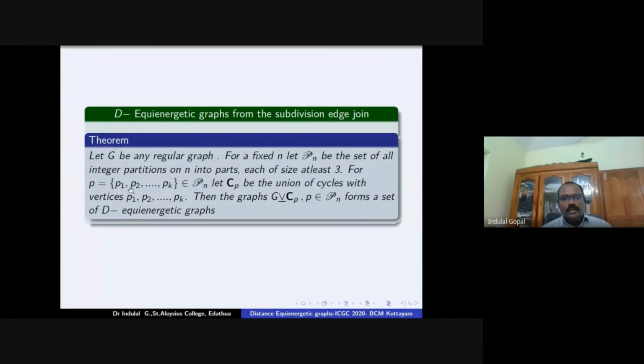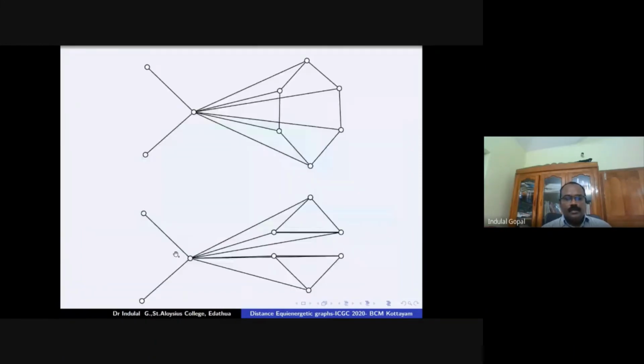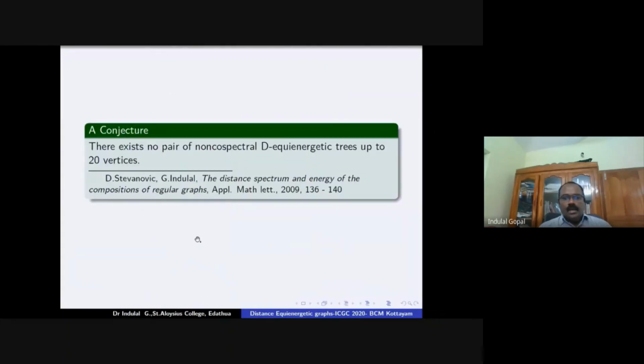For every fixed n, if we consider a partition as mentioned before, then the graphs G subdivision edge join Cp, P belonging to script Pn, form a set of D equi-energetic graphs. And this is an example.